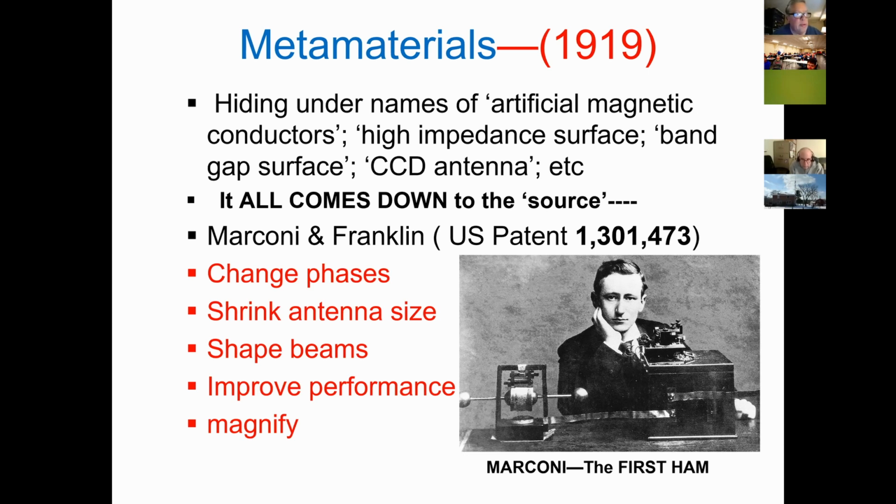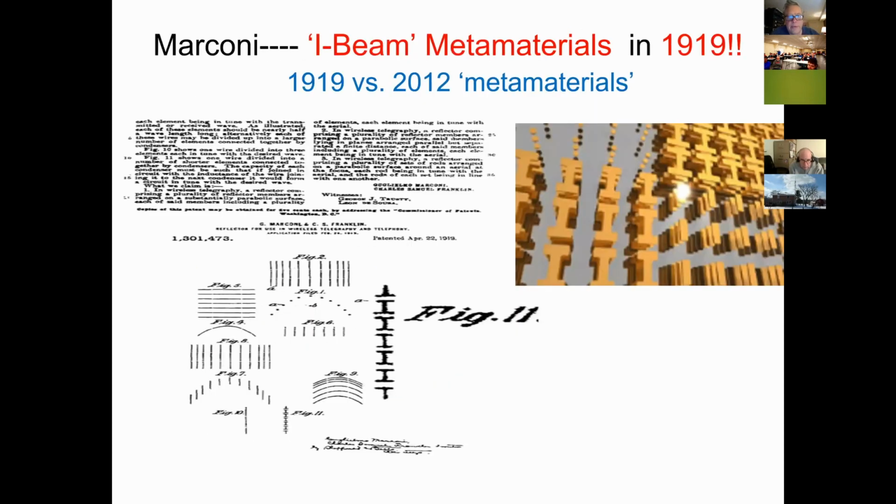And Marconi, of course, was the first ham. He had a colleague named Franklin, who you've probably heard about, of the Franklin antenna. And they came up with the following patent. What I've done is I've magnified it. It's patent 1301473 US. I've taken one of the figures and magnified that, and it's figure 11. And you'll see it looks like a bunch of I-beams.